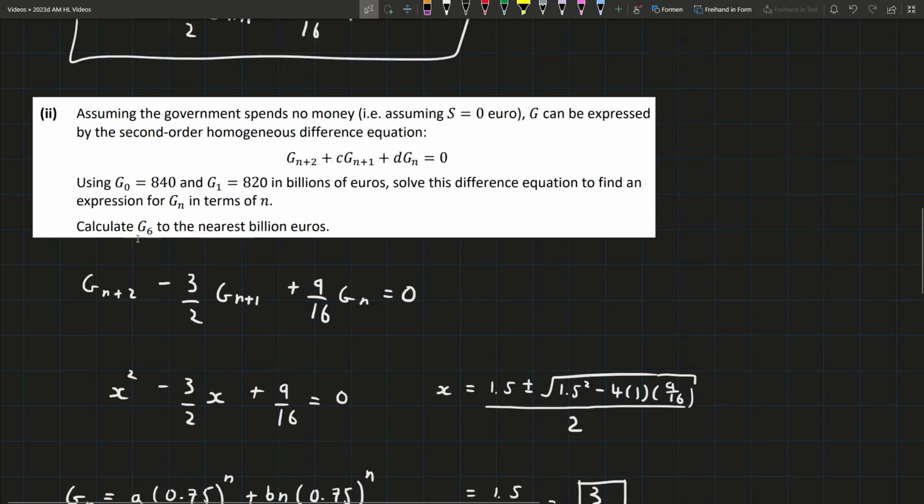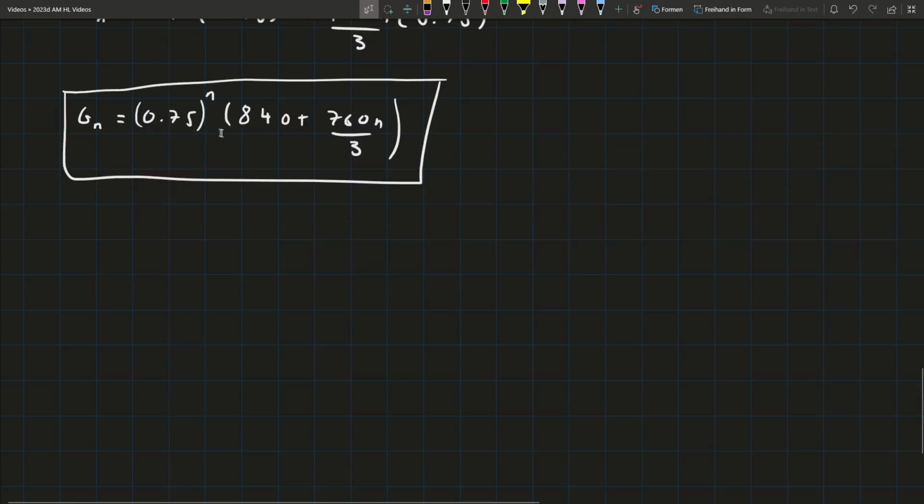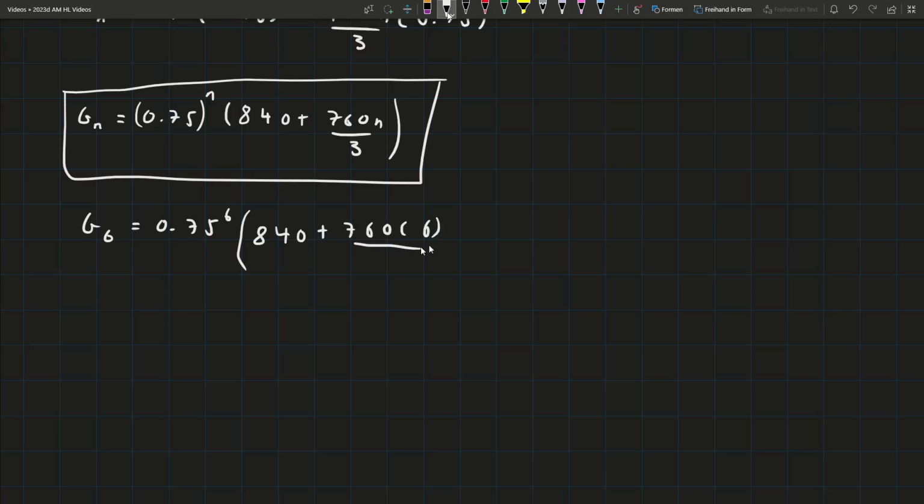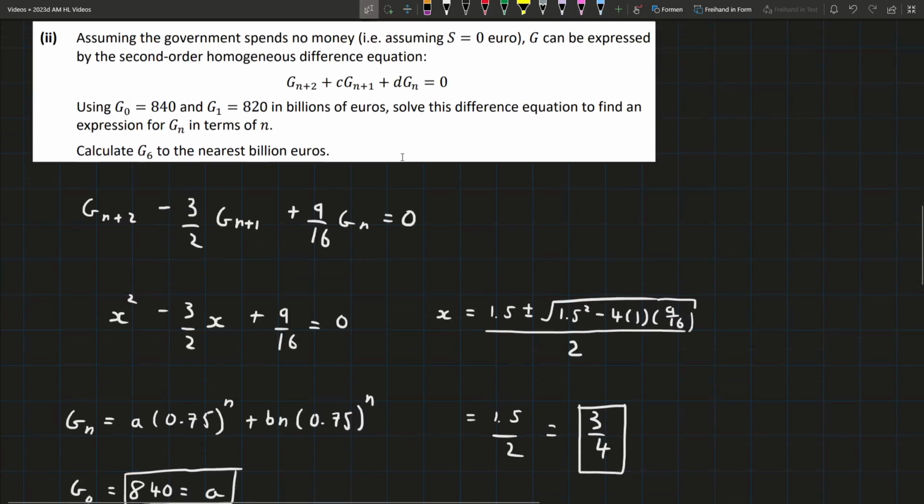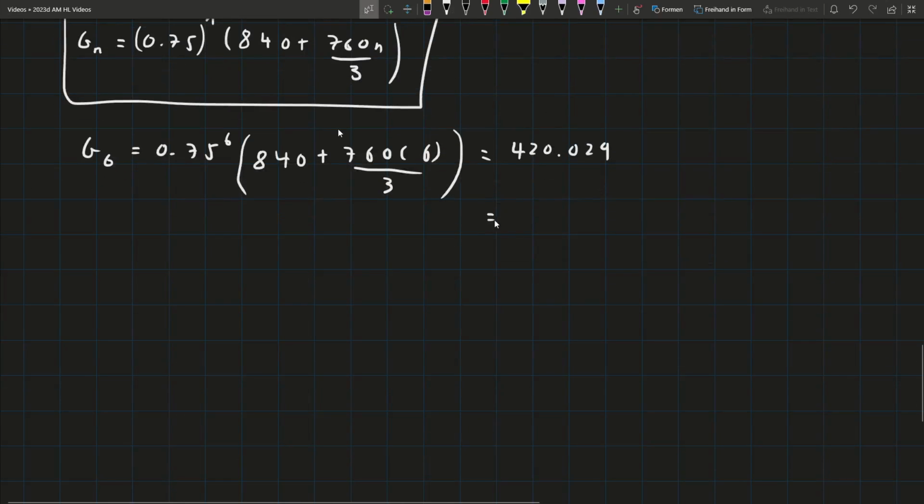We're also asked in this part to calculate g6 to the nearest billion euros, so we're just replacing that n with a 6. So what we'll get is that g6 equals 0.75 to the power of 6 multiplied by 840 plus 760 times 6 all over 3. Put that into your calculator, and you'll get 420.029, and it says to give it to the nearest billion euros. So that's going to be 420 billion euros. So we can just use the euro sign there. 420 billion euros.